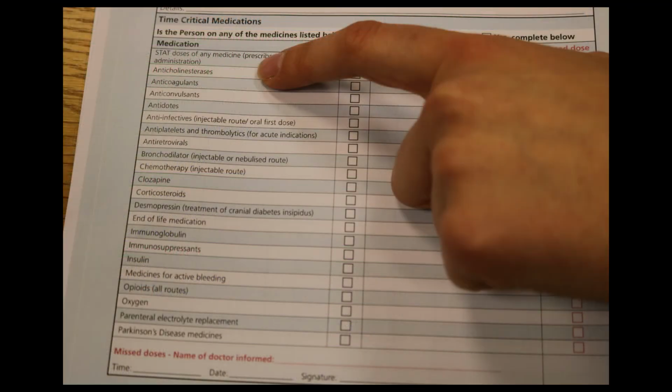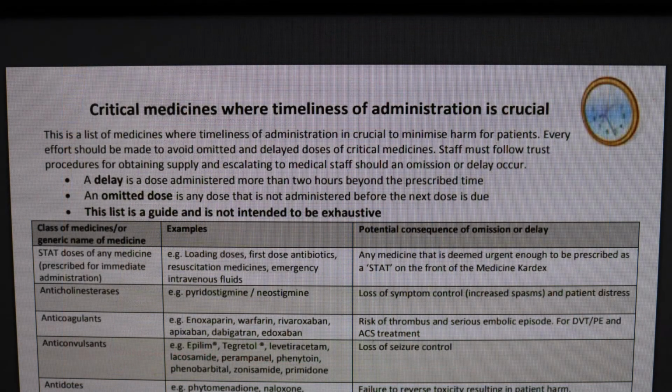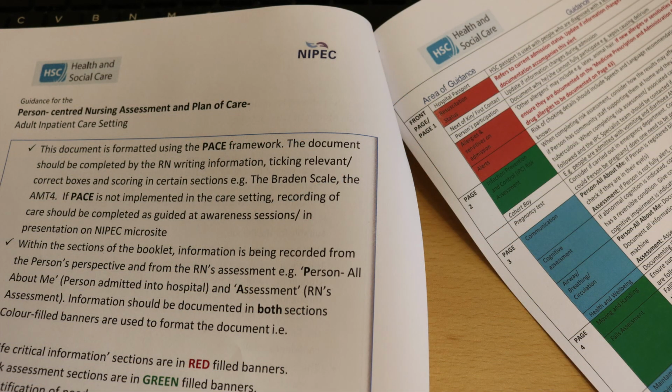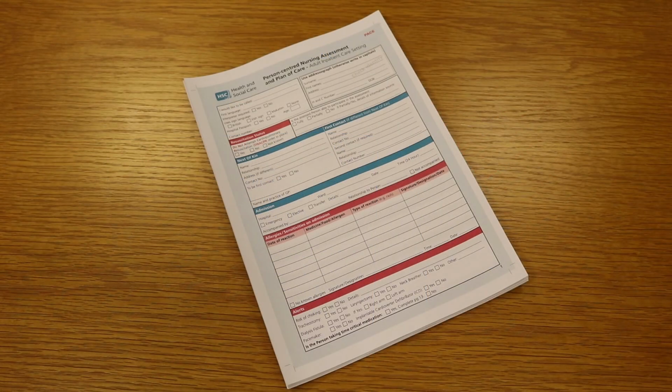On page 13, there is a list of time-critical medication categories. These will be updated periodically by the Public Health Agency and passed down to you through your organisations. A Health and Social Care Board link can be found on NIPEC's Recording Care microsite, showing a current list of these categories. Remember, there is help available, especially when the document is new to you. Please look at resources made available to you by NIPEC and consult with your facilitators at trust level.